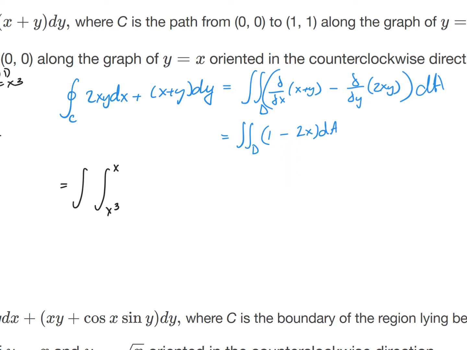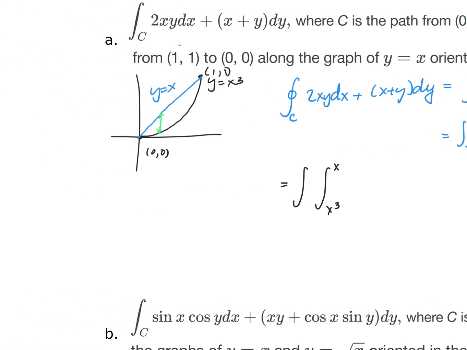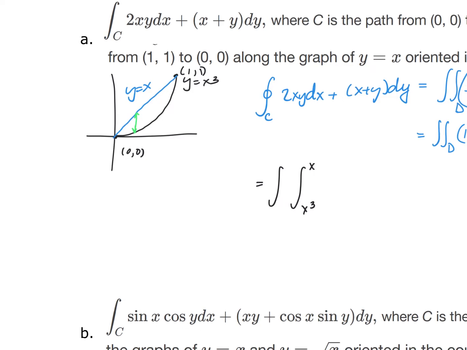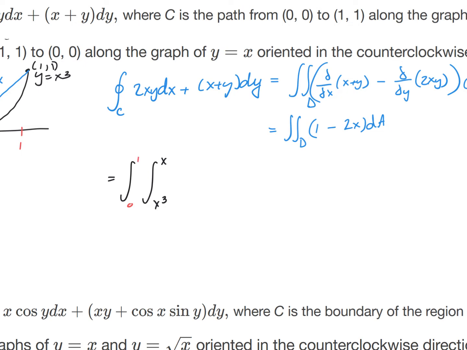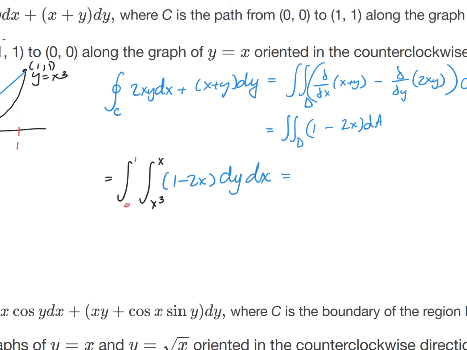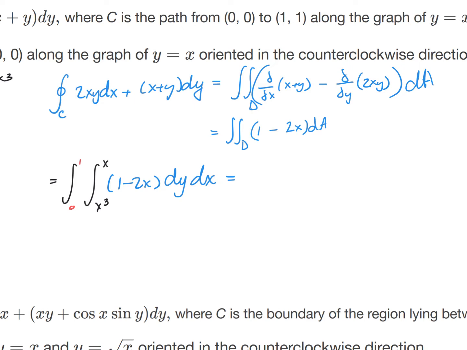And the reason I'm choosing with respect to y first is because this is in terms of x. That's the only reason. And then my x, as you can see from my picture, is going to go from 0 to 1. So from 0 to 1. And so I'm going to have 1 minus 2x. I'm going to do it with respect to y first and then x. And this is going to be a really lovely integration. It's going to go from 0 to 1 of 1 minus 2x, and then I'm going to have y evaluated from x cubed to x dx.